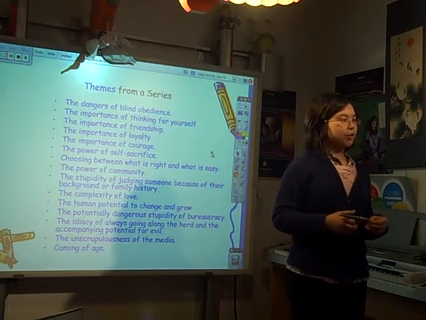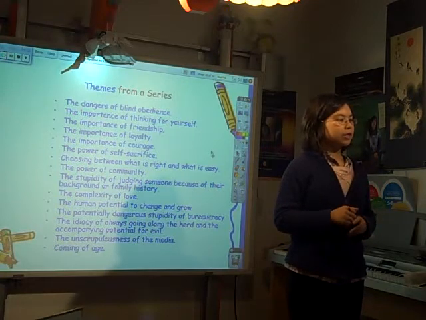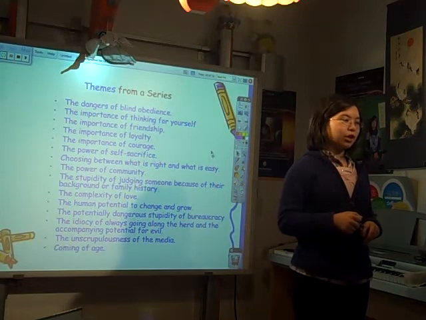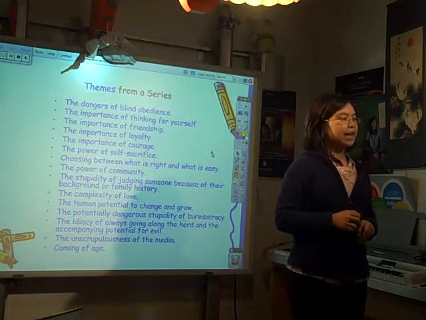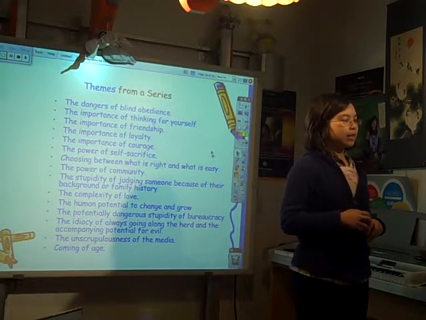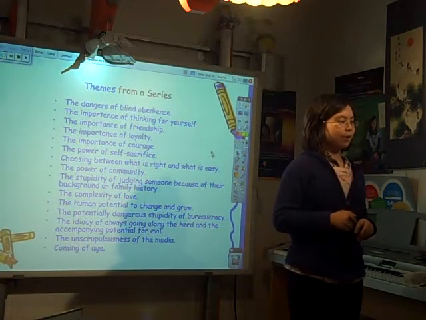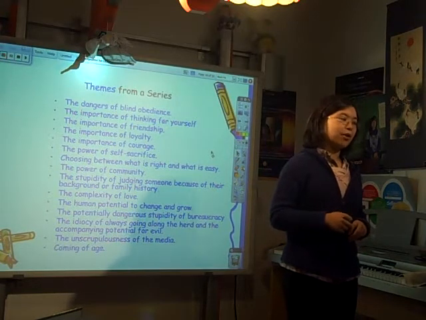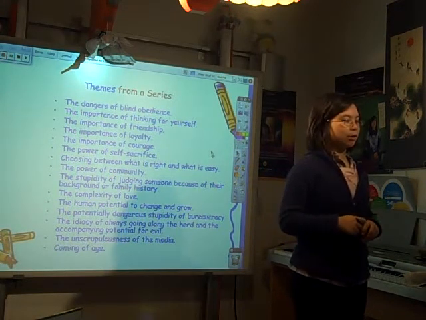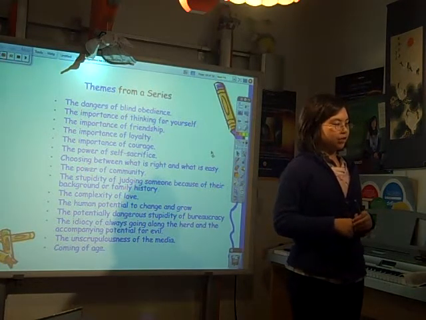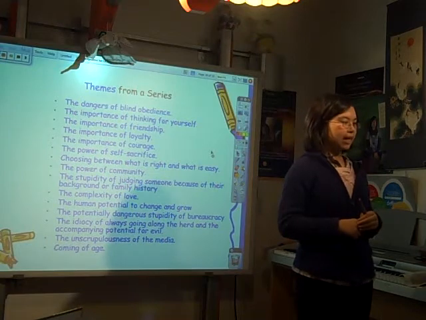The dangers of blind obedience, the importance of thinking for yourself, the importance of friendship, the importance of loyalty, the importance of courage, the power of self-sacrifice, choosing between what is right and what is easy, the power of community, the stupidity of judging someone because of their background or family history, the complexity of love, the human potential to change and grow, the potentially dangerous stupidity of bureaucracy, the idiocy of always going along with the herd and the accompanying potential for evil, the unscrupulousness of the media, and coming of age.